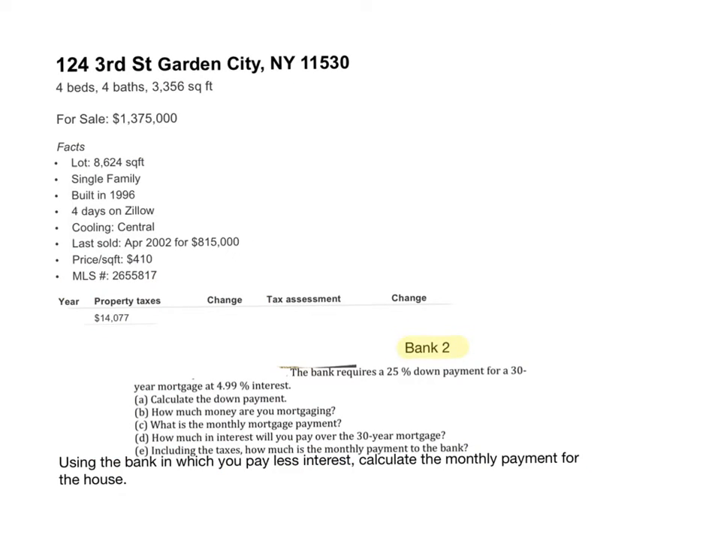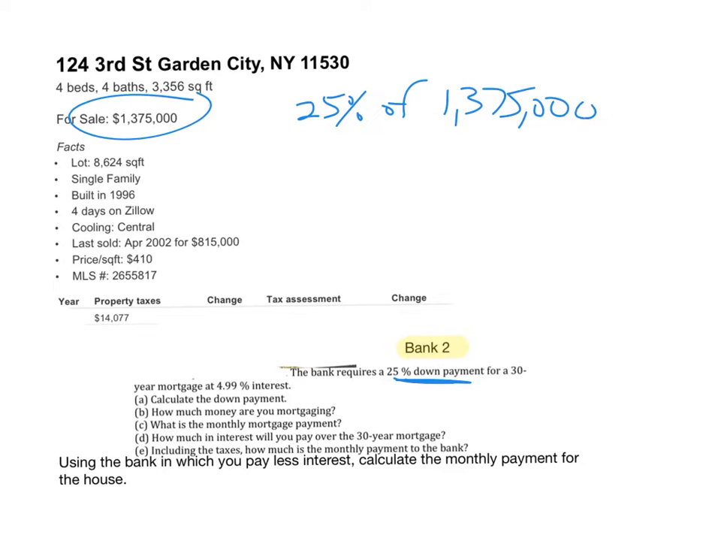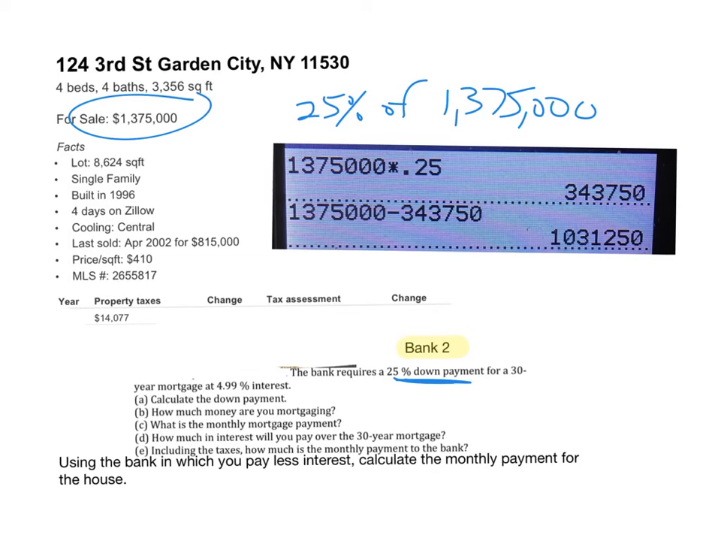For bank number two, this bank has you putting down 25%. So now we're going to do 25% of the $1,375,000 to get your down payment. So bank two requires a $343,750 down payment. So you need to have that money saved.